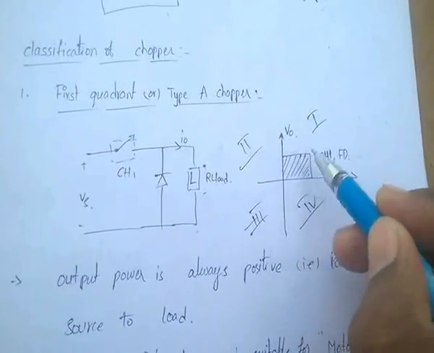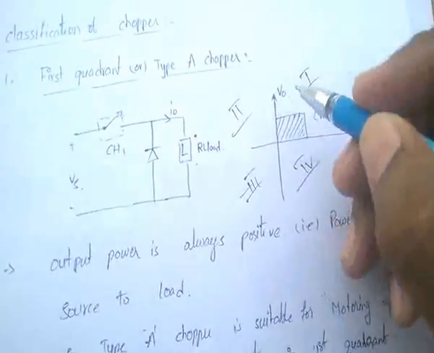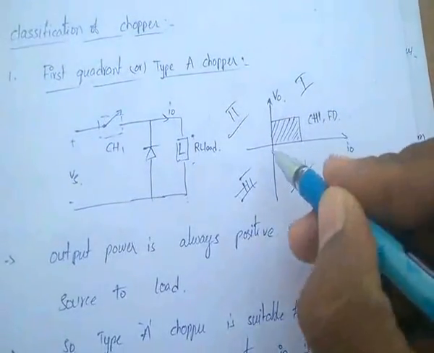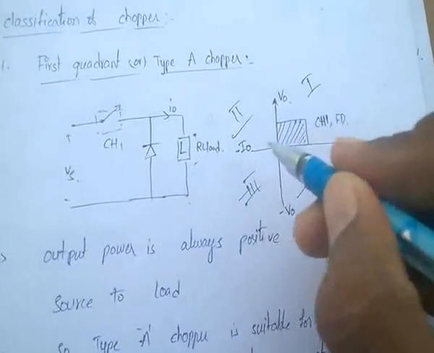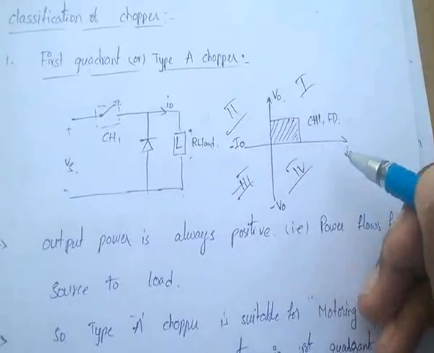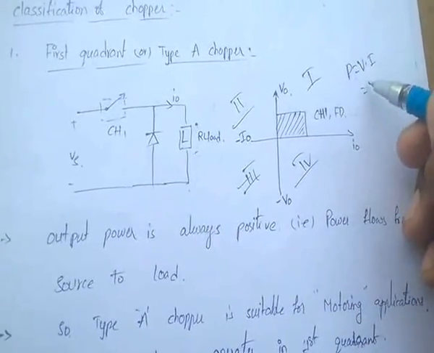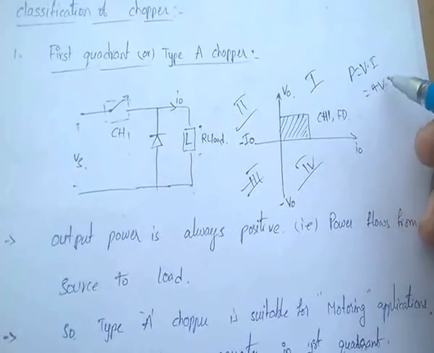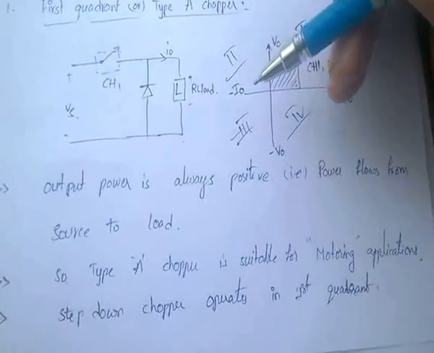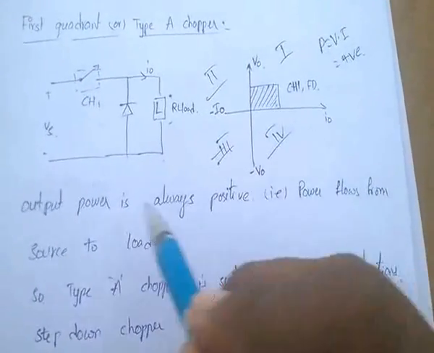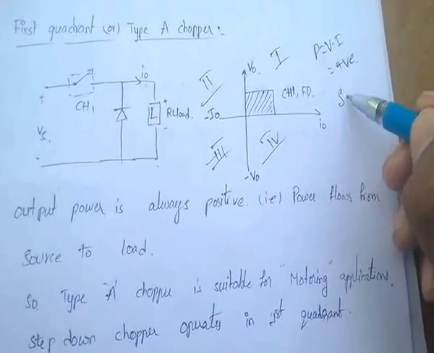In this first quadrant, the chopper output is as follows. V0, the output voltage, is positive and I0 is also positive. Here minus I0, minus V0. So the output voltage is positive and current is also positive. So the total power equal to V into I. Both are positive, which means power is also positive. For type A chopper, output power is always positive. That means power flows from source to load.